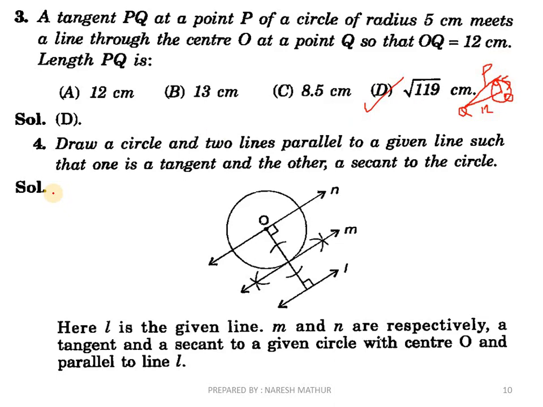Now the fourth one is just a theoretical question. We need to draw a circle and two lines parallel to a given line such that one is tangent and the other one is a secant to the circle. Let's say L is the given line and these two lines are parallel. M is working as a tangent and N can be the secant in the given figure.